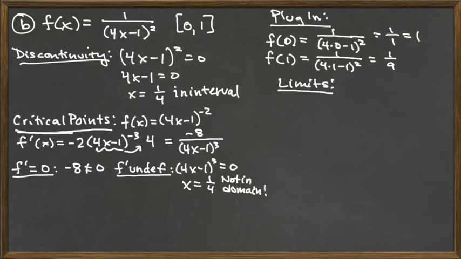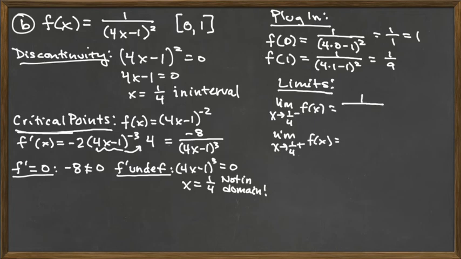So in general, for limits, we have to look at both sides of what's happening at any discontinuity, and we need to look at the endpoints that are not included. We don't have any endpoints not included, so it's simply the one-sided limits at the discontinuity. So we've got the limit as x approaches 1/4 from the left for the function, and the limit as x approaches 1/4 from the right of the function.